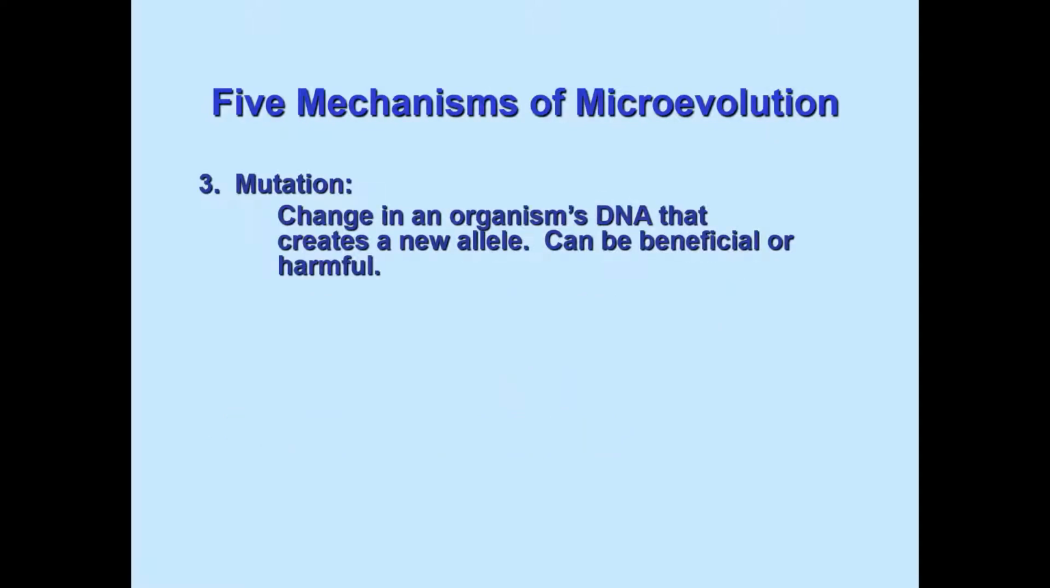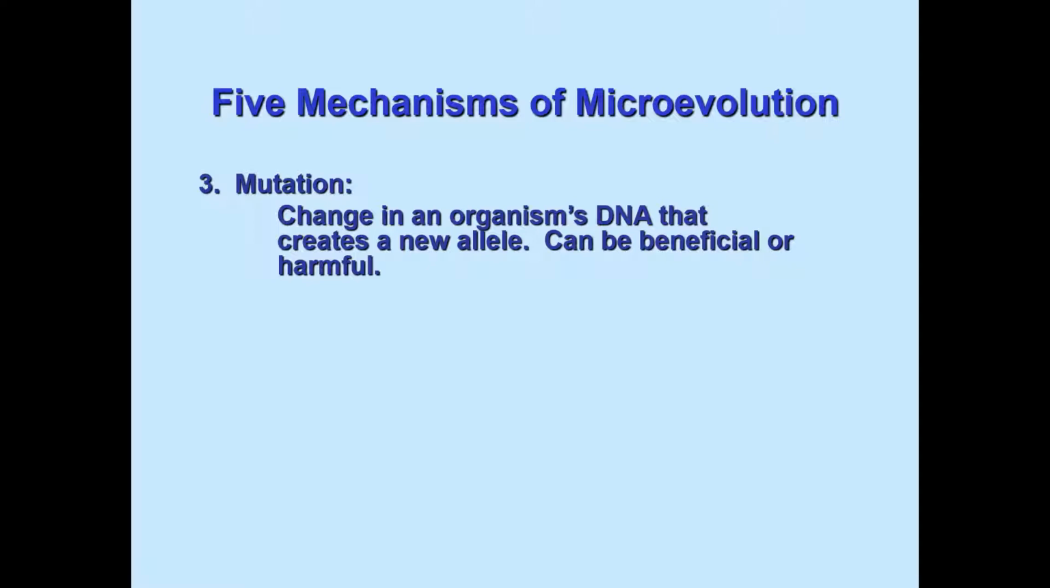Now, mutation. Mutation, that's just the change in an organism's DNA that creates a new allele. It can be beneficial or harmful. For instance, it can improve resilience. Like E. coli over time has adapted itself due to mutation to be able to withstand higher ranges of temperature and then lower ranges also, things like that.